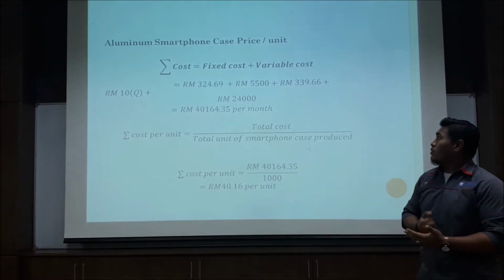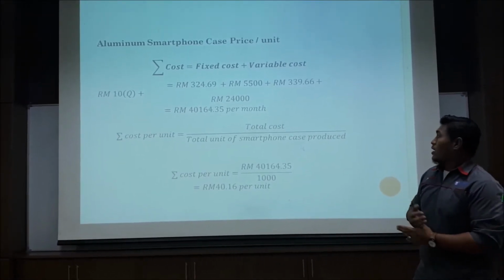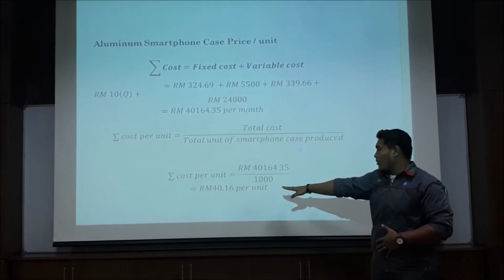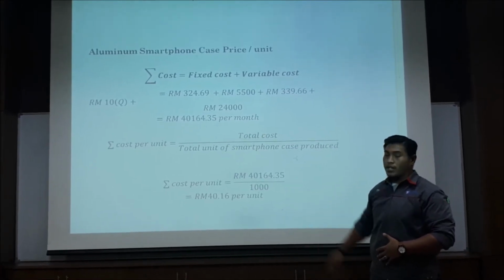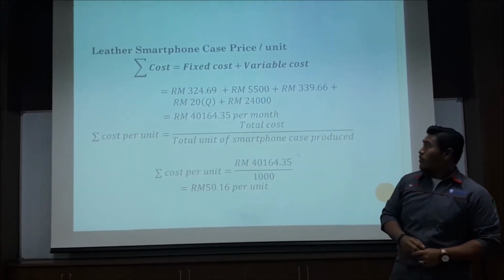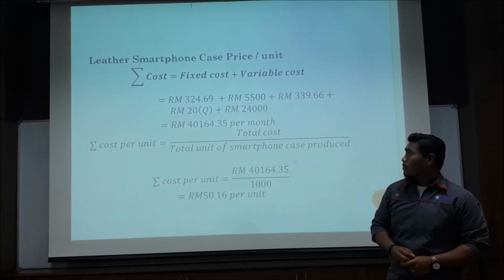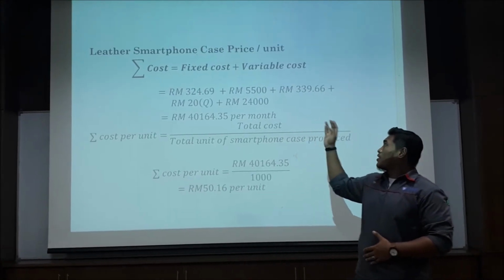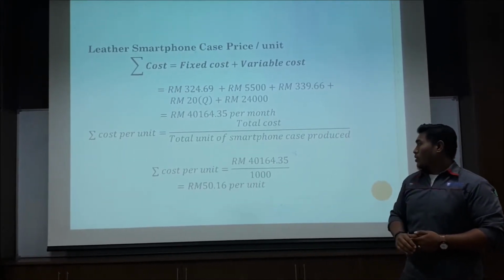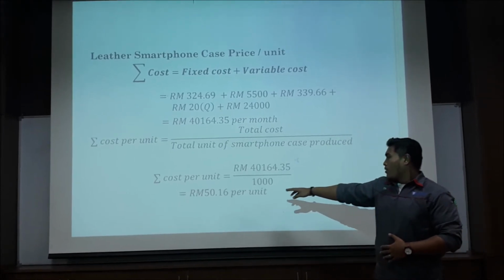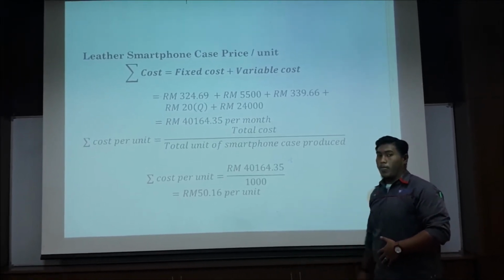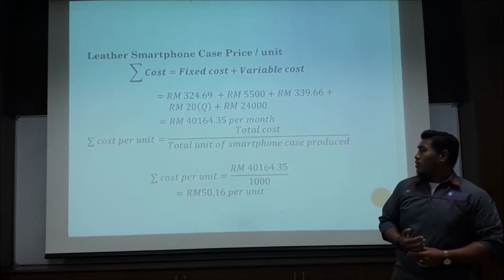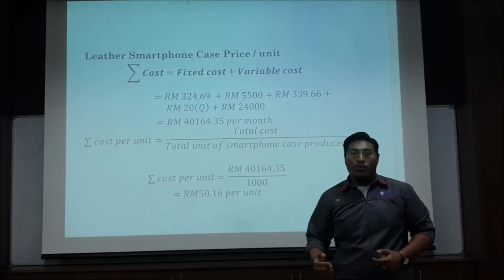And the second one, the aluminium smartphone case. After calculation, the cost per unit is about RM40.16 per unit. The last one is the leather smartphone case, where the total cost per unit will be about RM50.16 per unit. That's all for me.